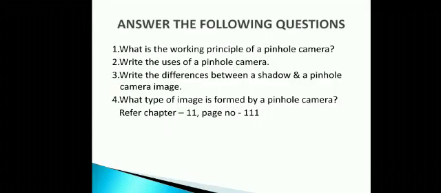Answer the following questions. What is the working principle of a pinhole camera? Write the uses of a pinhole camera. Write the differences between a shadow and a pinhole camera image. What type of image is formed by a pinhole camera? Refer to chapter 11, page number 111.